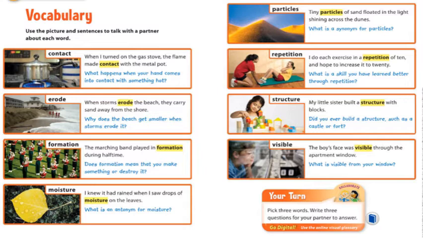The last word is visible. The boy's face was visible through the apartment window. Was visible. What can we do here in the picture? We can see him. That's right. So visible means it can be seen.